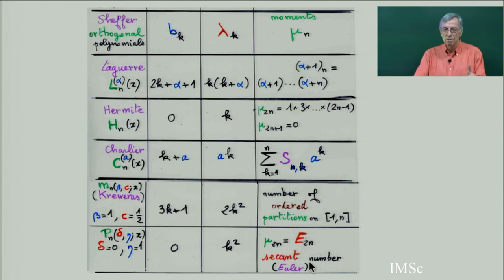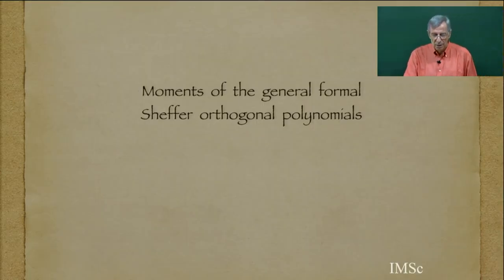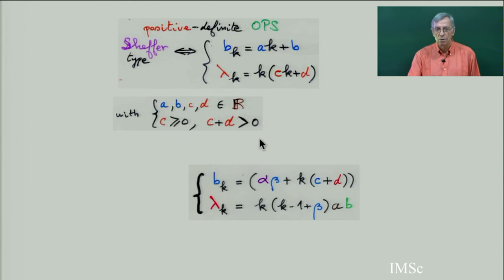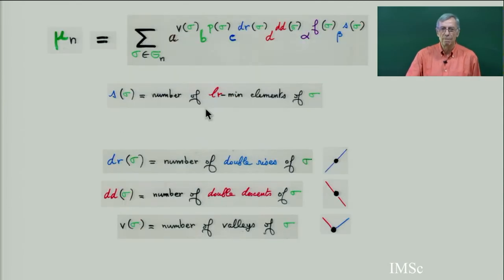And I can do a more general case of the Sheffer, because we have this formula. We have b_k a polynomial of degree 1 and lambda_k a polynomial of degree 2. So why not put b_k equal to this, to put six parameters, lambda_k equal to this? This is the most general polynomial of degree 1 and the most general quadratic polynomial of degree 2, with, even, there's too many variables. But these parameters are interesting because they have a meaning in the permutation. So I can put six parameters.